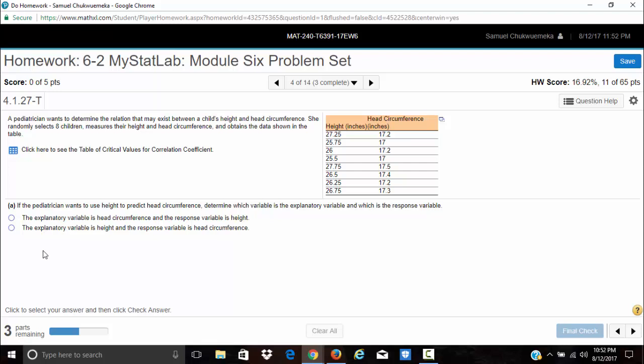Remember the example I gave about how I have increased in weight because of the McDonald's cheeseburger. So the explanatory variable is the height, and the response variable is the head circumference. Yeah, and that is it. That's the basic explanation.